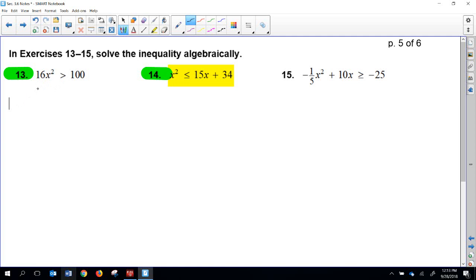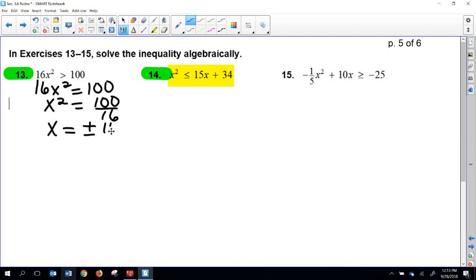To solve this, the first thing I do is I treat it as an equation, just to solve for x. I'm going to divide by 16. I'm going to take the square root of both sides. When I do that, I get plus or minus 10 over 4. That reduces down to 5 over 2.